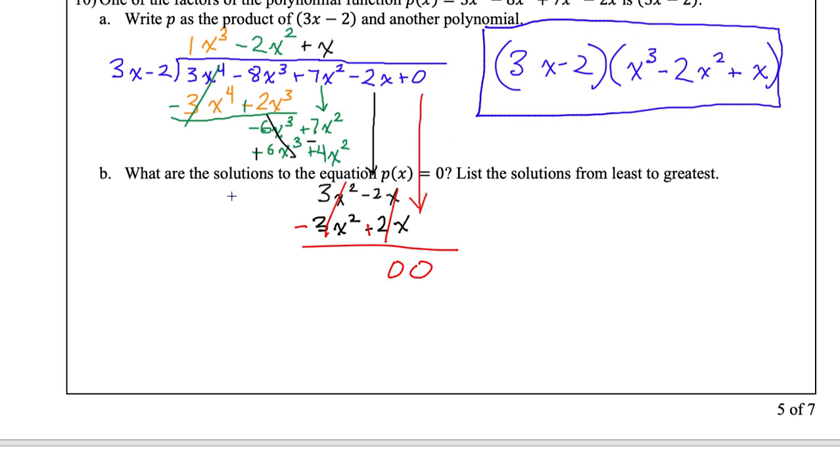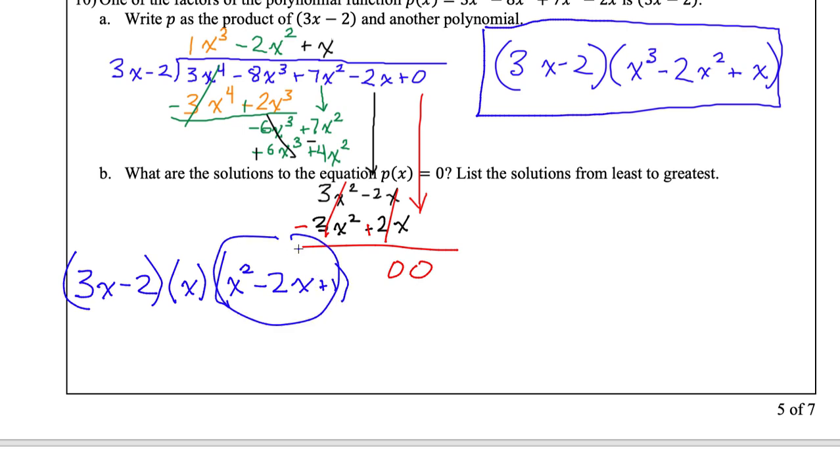So I'm rewriting this. This is now 3x minus 2 times x, and after I factor x out, I'm left with x squared minus 2x plus 1. Okay, now I can ninja star this thing. I don't actually need to use advanced ninja star since there's no leading coefficient other than 1. So a normal ninja star will work. Let's go ahead and do that over here on the right hand side. There's a normal ninja star.